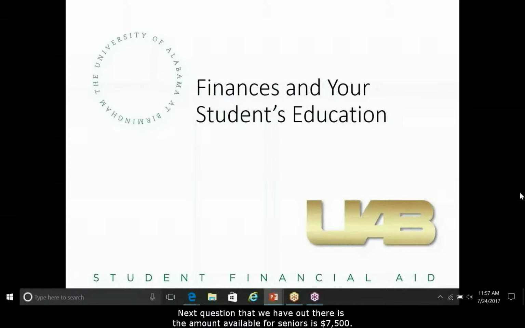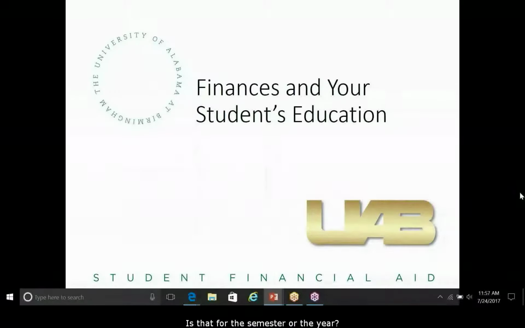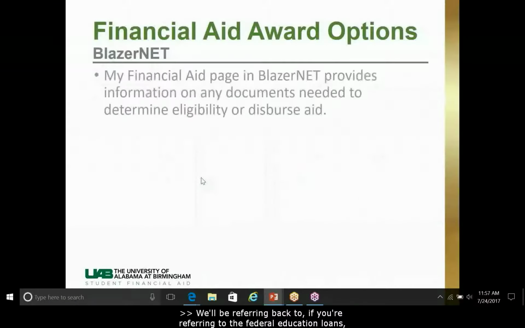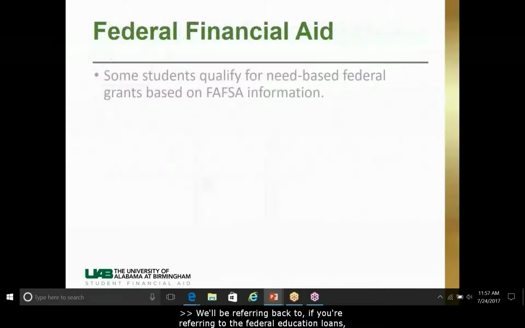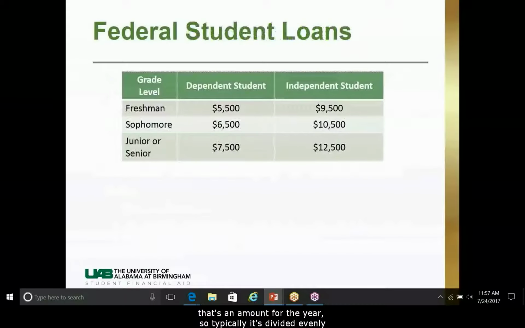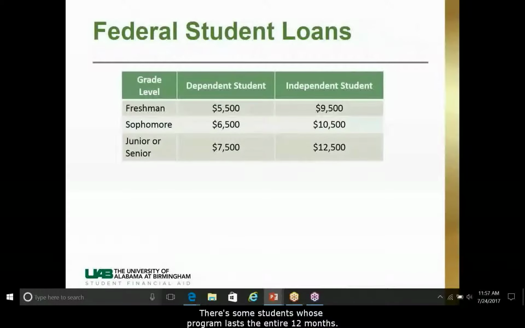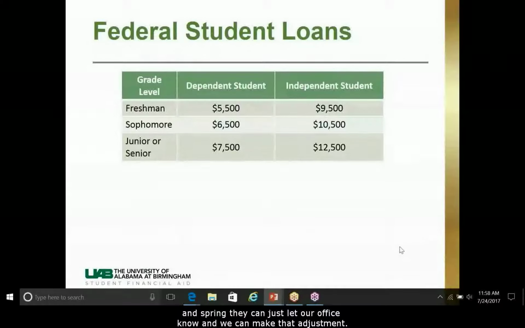Next question that we have is, the amount available for seniors is $7,500. Was that for the semester or the year? I believe that they're referring to the federal education loans, and that's an amount for the year. So typically it's divided evenly between fall and spring semesters. For some students whose program lasts the entire 12 months, we generally divide it among 3 semesters, fall, spring, summer. And then if the student only wants to use it for fall and spring, they can just let our office know and we can make that adjustment.